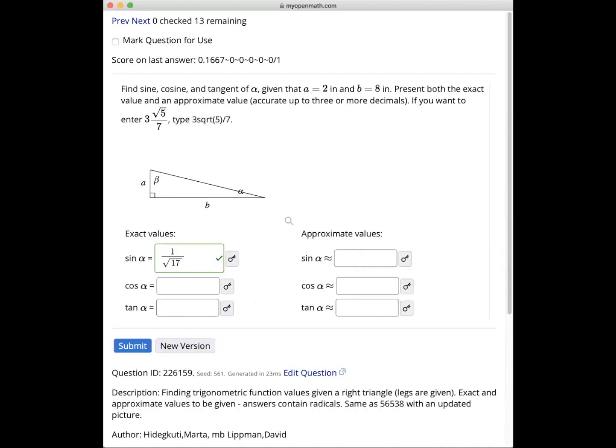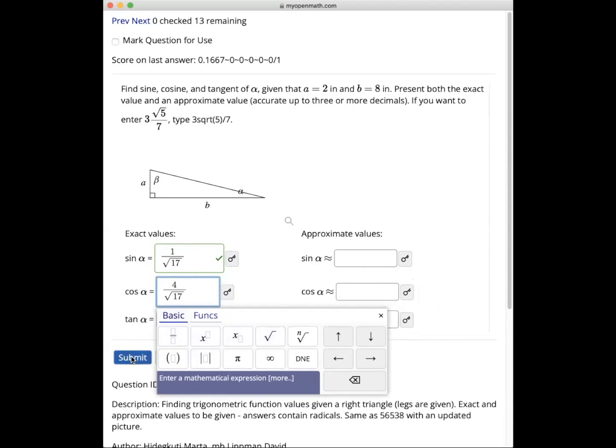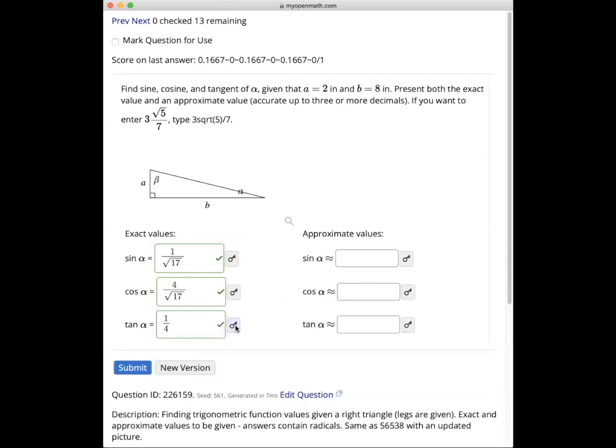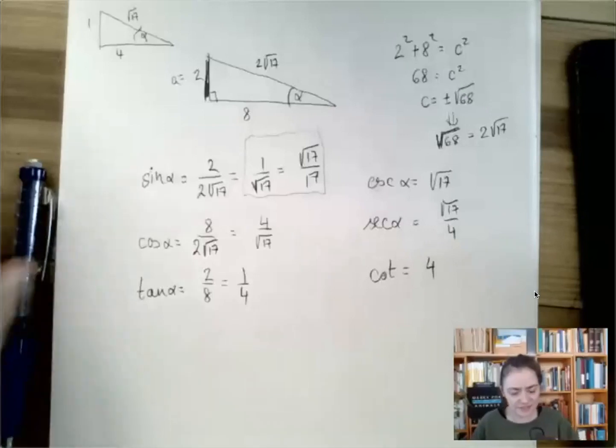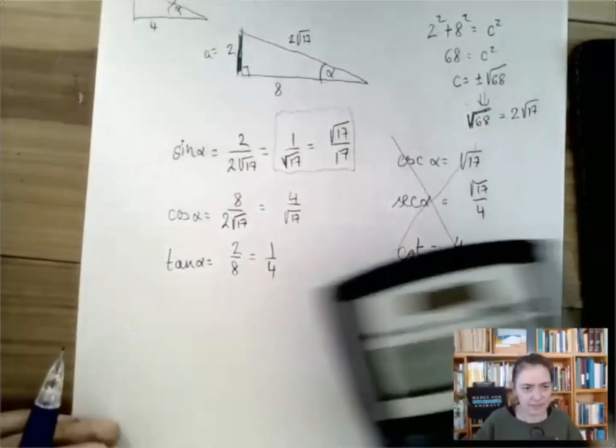Let's check. We already entered this. So we had 4 over square root of 17 for the second one for cosine. And we had 1/4. So it's all correct. Oh, the second column is not the reciprocals. The second column is for approximate values. So we're not done. See, it's useful to read the question. So this was not asked of us. Instead, we're asked to find the approximate values.